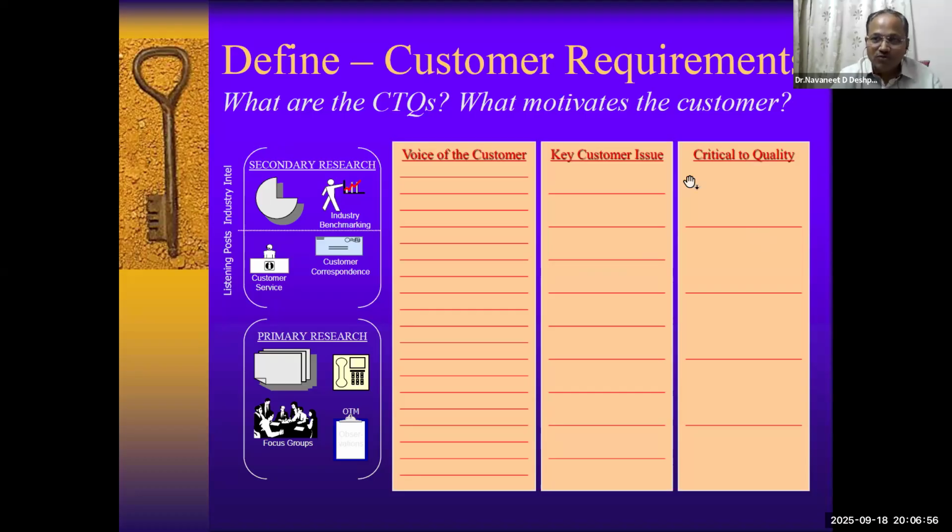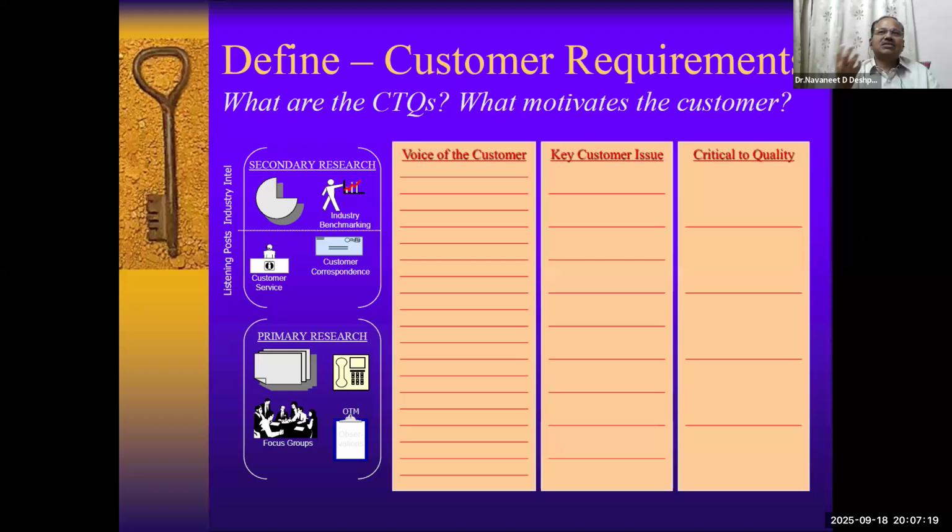And out of those, what is very essential for the development of our quality? How does it impact our overall processes? That has to be derived from this. Not everything the customer is telling is important. Some of that could be the key customer issue. Some of these key customer issues could be critical to our maintenance of quality. So that's how we have to divide the task into subtasks.